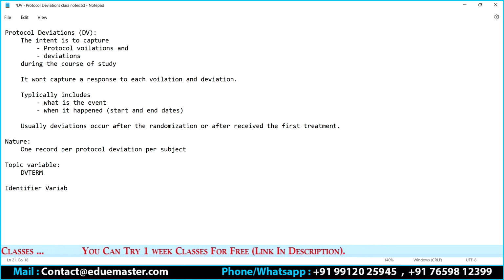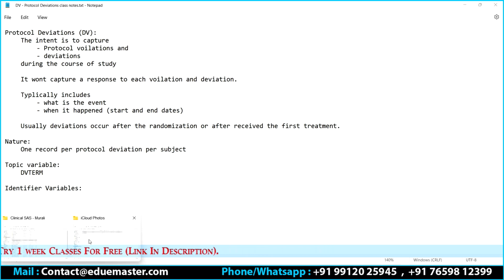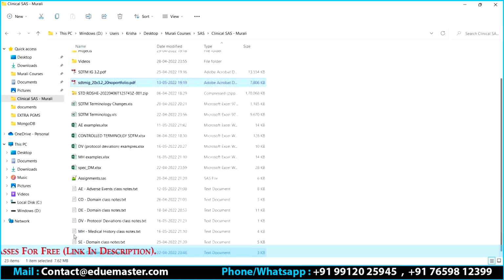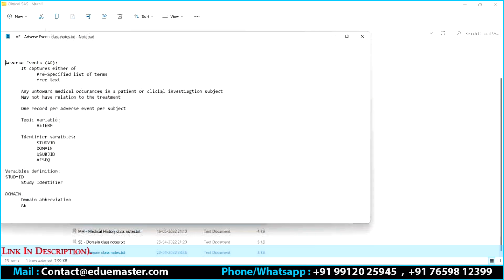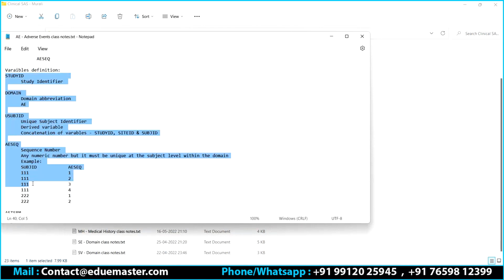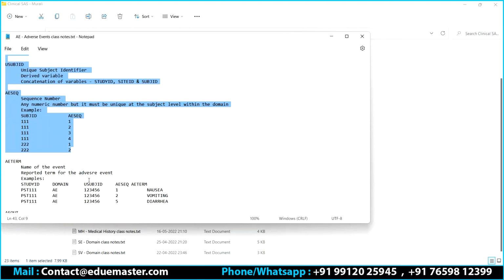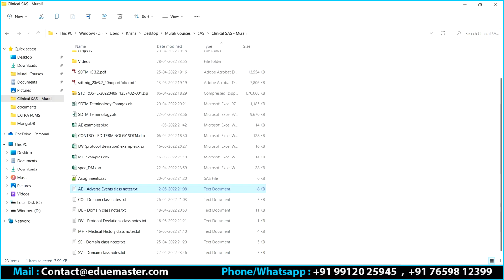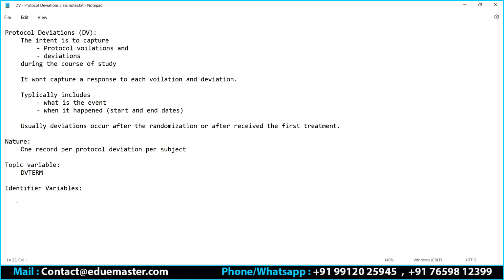So the identifier variables are going to be generic. For this, I just want to do a copy paste because it's almost a repetitive one. So your identifier variables are going to be study ID, domain ID, as well as your... So up to this, I can simply copy paste because these are going to be repetitive ones.